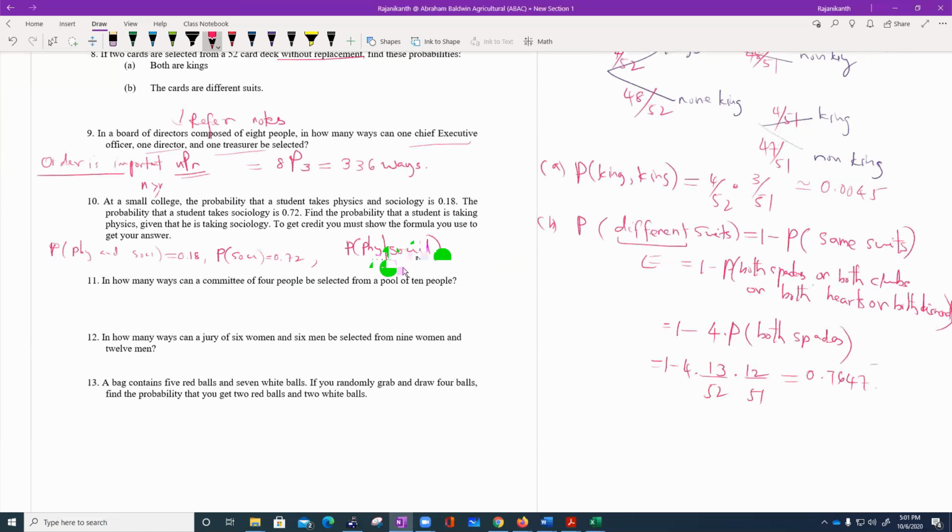So they're asking basically, you could think of this as event A and this as event B. The conditional formula is P of physics and sociology over the probability of sociology, right? So use the conditional probability. We know these two answers. The probability of physics and sociology is 0.18 over the probability of sociology, 0.72. So now this is 0.25.